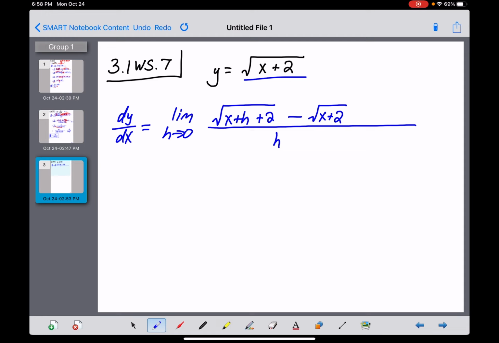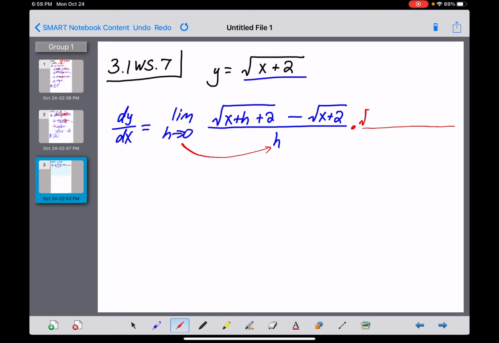And in every one of these problems that we've done so far, it has involved some form of algebraic manipulation to eventually get this problematic h in the denominator to cancel out. Now, the same kind of thing is going to happen here, but we're going to have to be a little bit more creative on how to do it. And this actually harkens back to a skill that we talked about in Chapter 2.